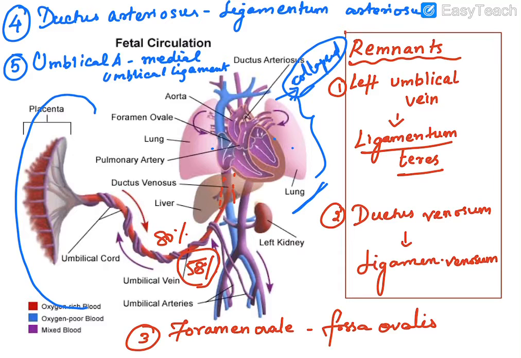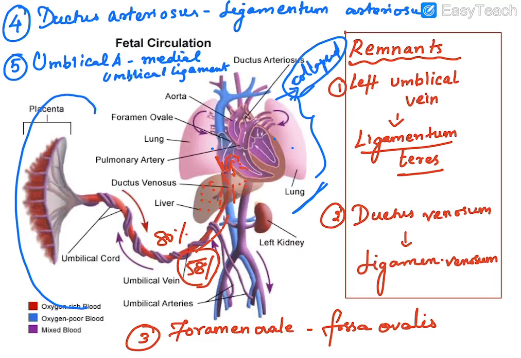What is the function of this ductus venosus? Ductus venosus is connecting this with the inferior vena cava. So the ductus venosus is what connects this umbilical vein with the inferior vena cava. So some blood goes to the hepatic sinusoids, and the rest, through the ductus venosus, is going to the inferior vena cava. From the inferior vena cava, you have the blood flowing into the right atrium.